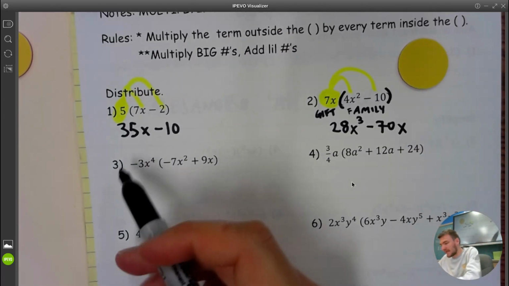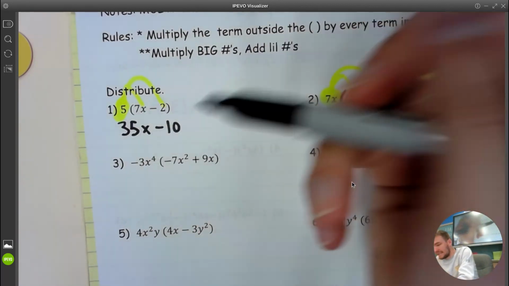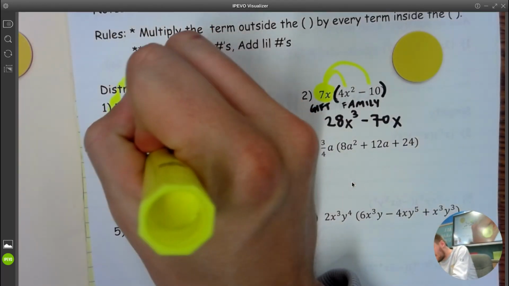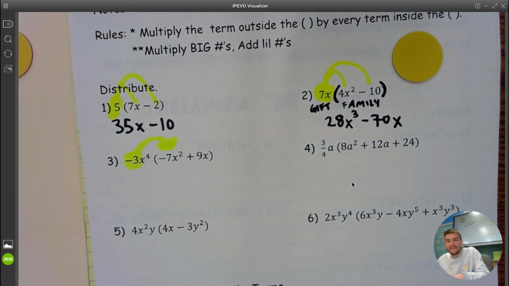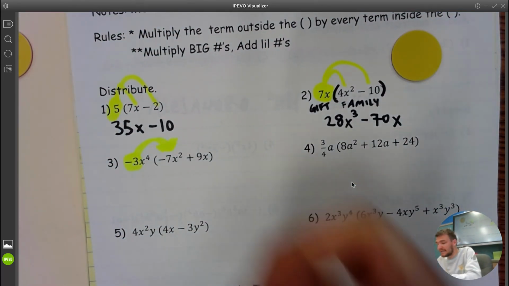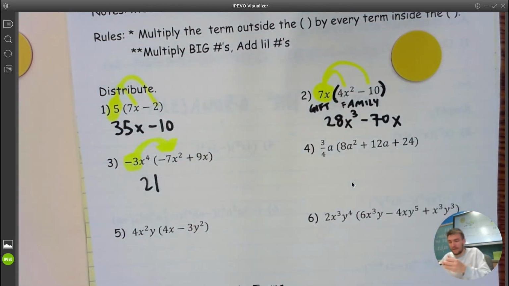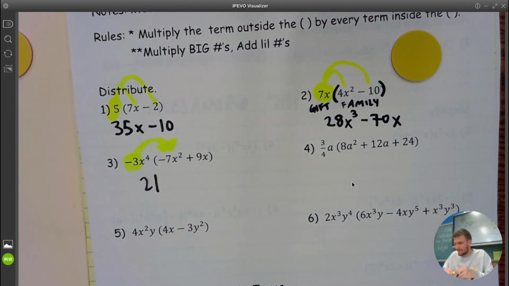All right, so here we go. Number 3. Distribute the negative 3. This part's easy. Negative 3 times negative 7. 2 negatives makes a positive. What's 3 times 7? 21. Okay, so let's count the x's, right?